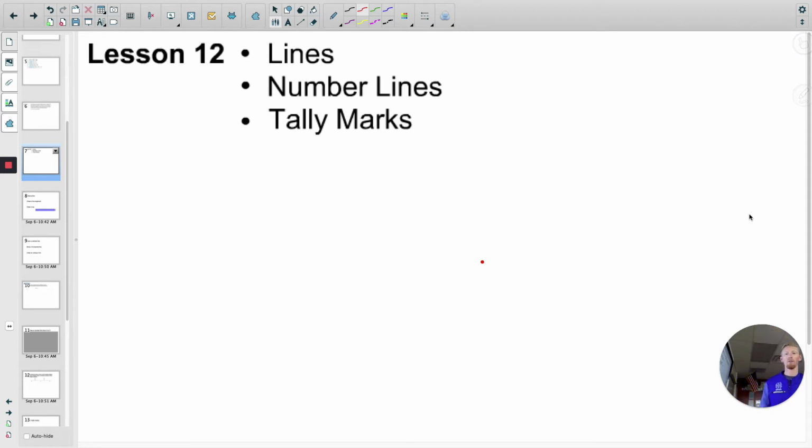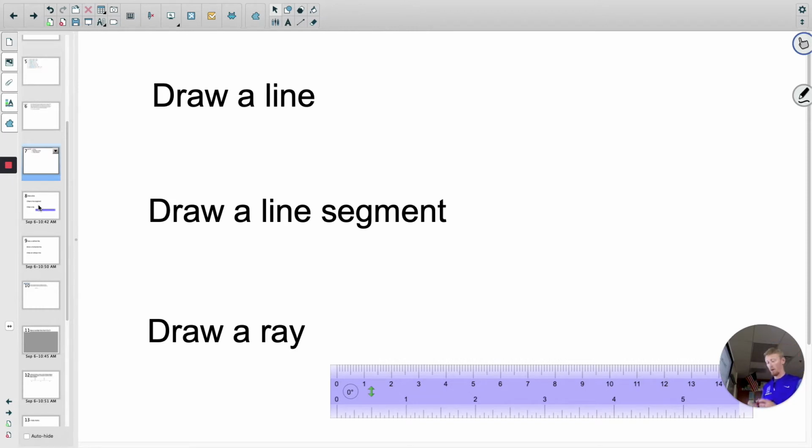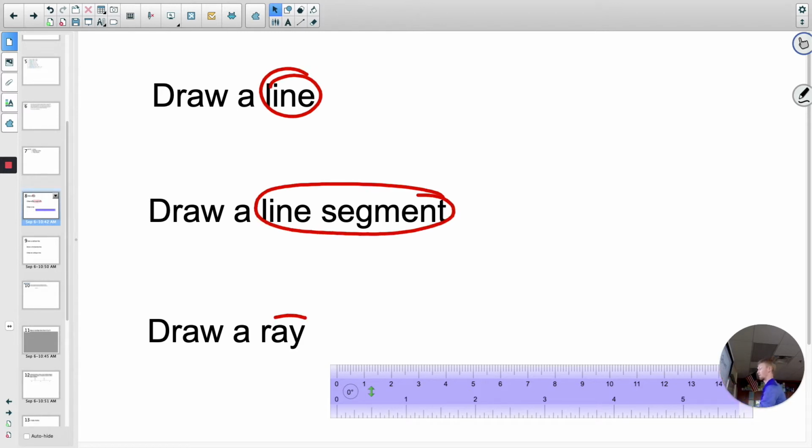All right, fifth grade, we have lines, number lines, and tally marks. Three different things we're gonna learn about today. So first, let's start with lines. So in your math notebook, I want you to write each of these down. I want you to write line, line segments, and ray, okay?